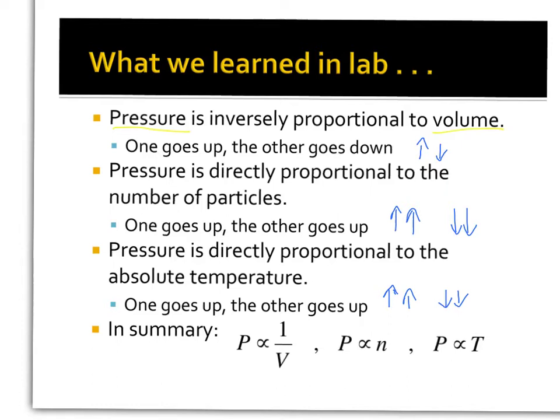To summarize, I just want you to be familiar with the way that this is written. So this little symbol under here means proportional. So P is inversely proportional to volume, so we have 1 over volume. P is proportional to N and T. So again, this little symbol just means proportional.